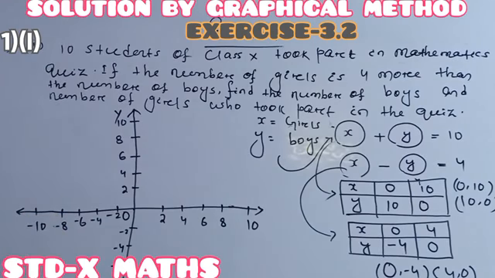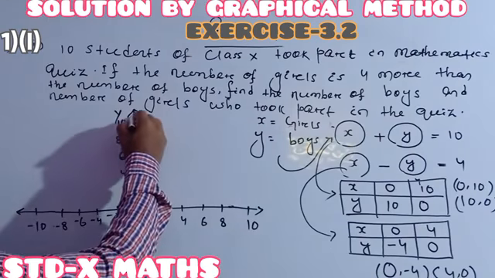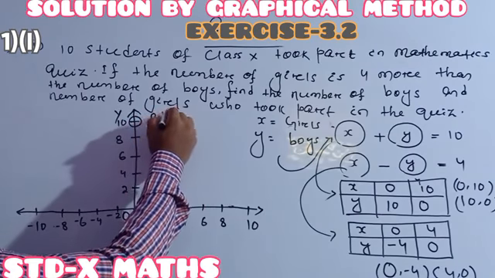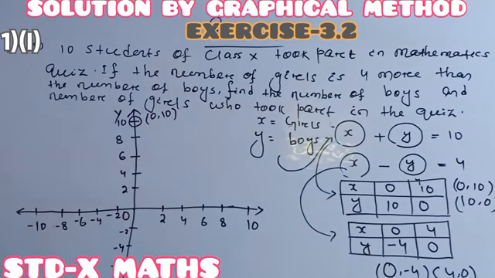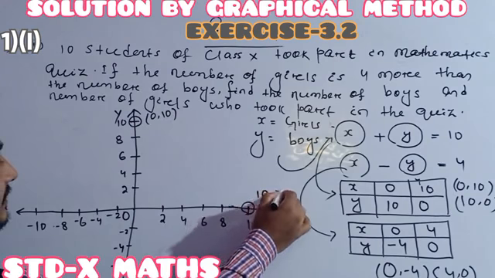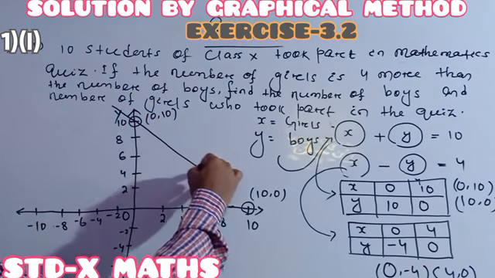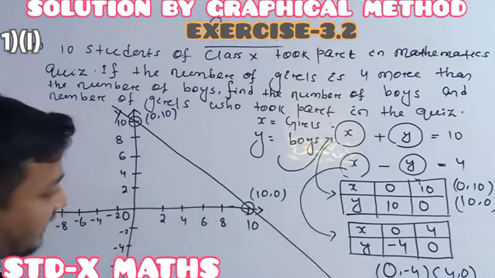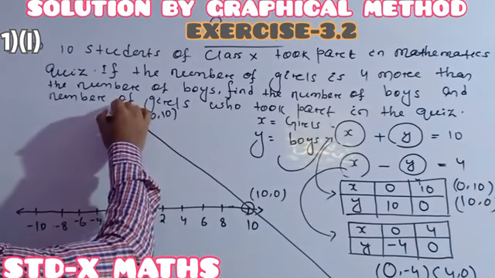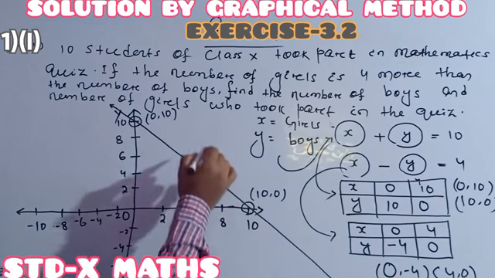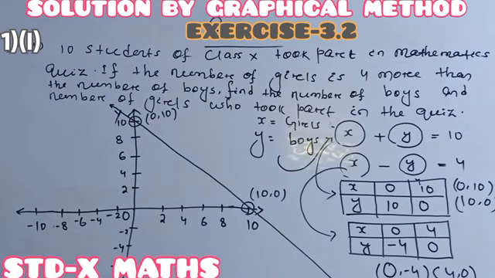So to draw the graphical representation of our first linear equation, 2 points will be required. One is our 0, 10. 0, 10 is at here. And 10, 0 is a point here, which is your 10, 0. Now you just have to join this one with this one, and this is the graphical representation of x plus y equal to 10.